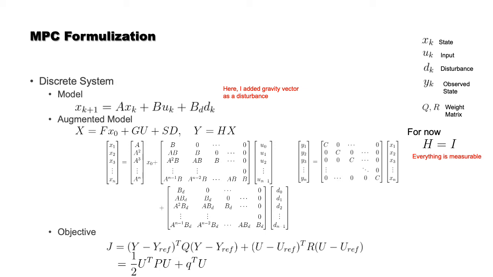xk is a state, uk is an input, dk is a disturbance, yk is the observed state, and Q and R are weight matrices. And large F is an augmented states matrix of A, G is the augmented inputs matrix, and S is the augmented disturbance matrix.